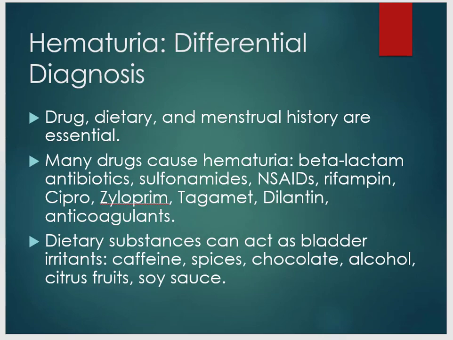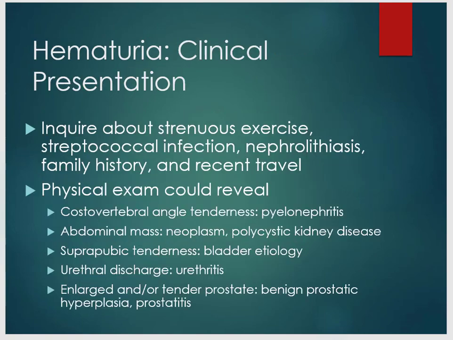When working on your differential diagnosis, it's important to know a drug history, dietary history, and when a female's last period was. Many medications can cause hematuria. That can be your beta-lactam antibiotics, your sulfa drugs, NSAIDs, rifampin, Zipro, Tagamet, etc. Dietary substances that can act as a bladder irritant are coffee, spices, chocolate, alcohol, citrus fruits, and soy sauce.